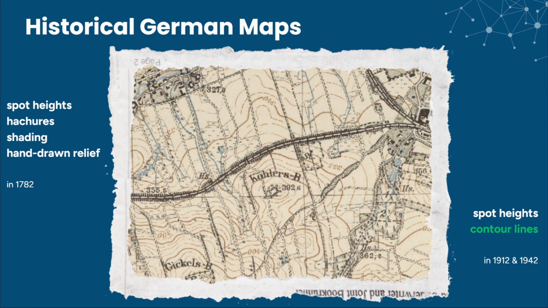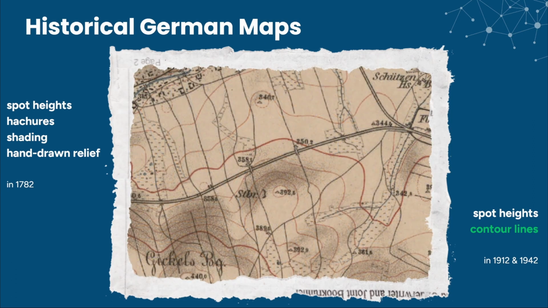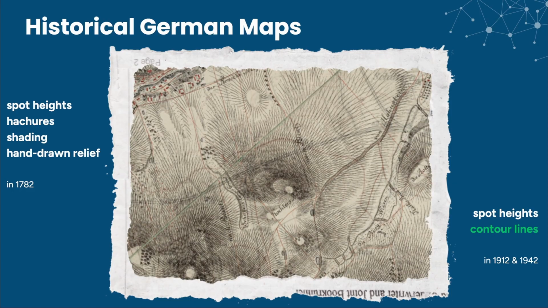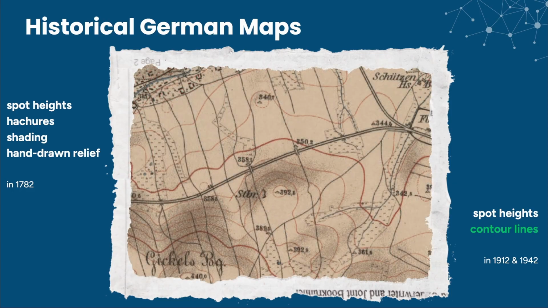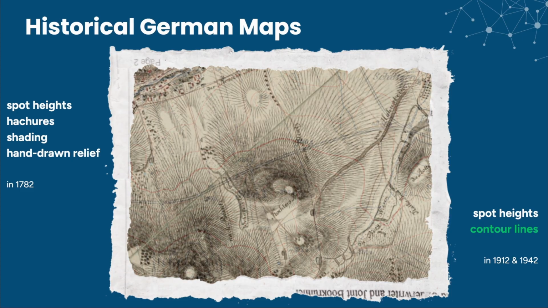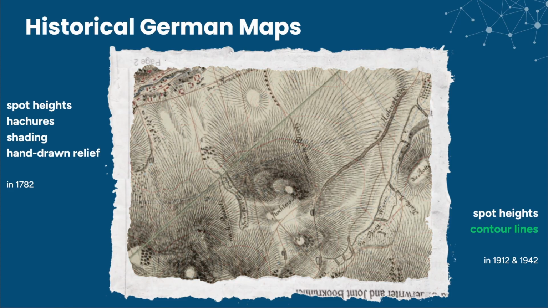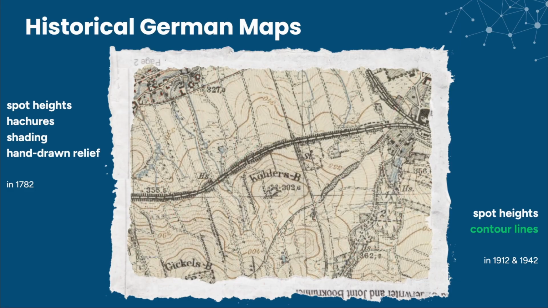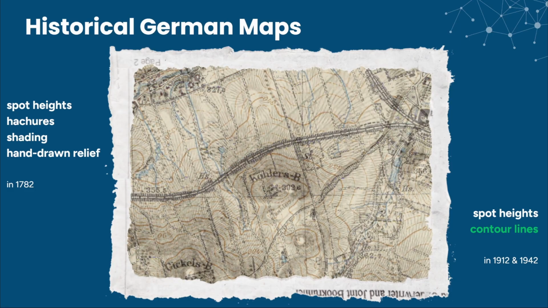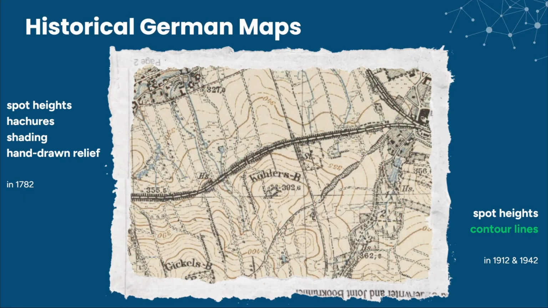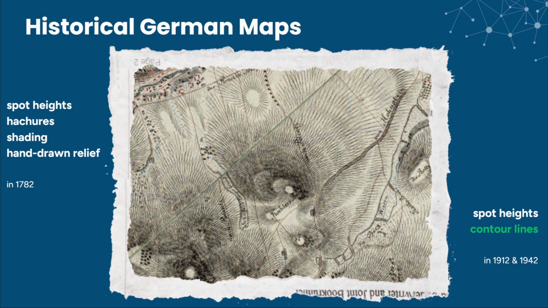Contour lines changed that. For the first time, terrain could be translated into a structured visual language, one that made slopes, ridges, depressions, and elevation changes much easier to understand. So, even though our tools have changed dramatically, the goal has remained the same: to make terrain readable, and that is exactly why contour maps remain so relevant today.